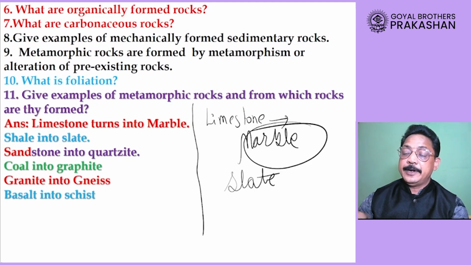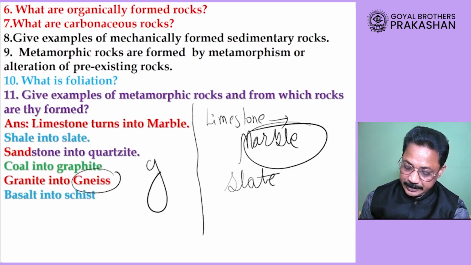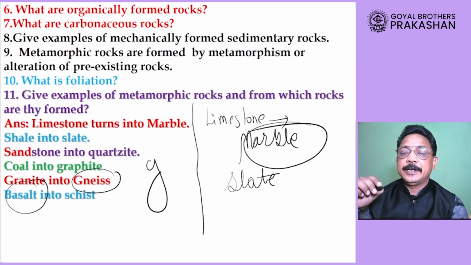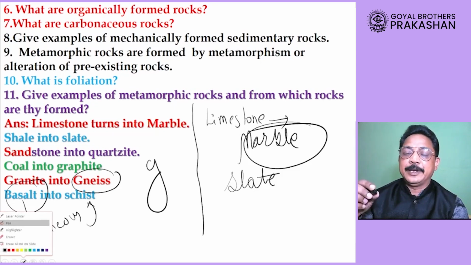Coal, which is a sedimentary rock, turning into graphite. Granite, which is an igneous rock, getting converted into gneiss. Please remember, in the spelling of gneiss, the G is silent. And basalt rock getting converted into schist. Basalt is again an igneous type of rock which is getting converted into schist, which is a metamorphic rock.